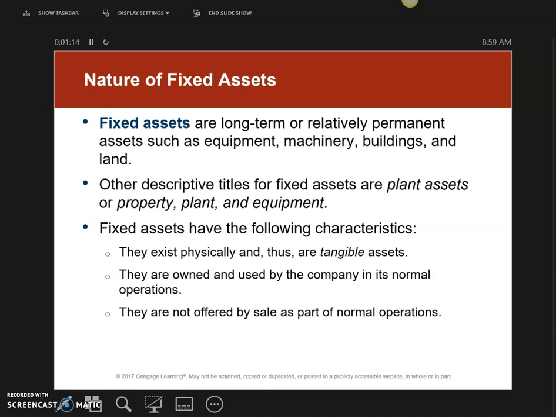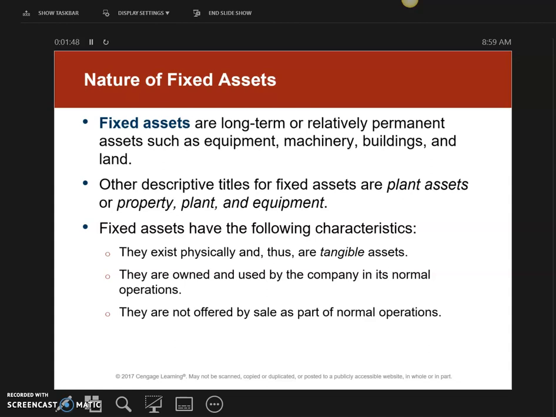They have different names for fixed assets. They're also called property, plant, and equipment, or plant assets, or long-term assets. So there are four names for the same thing. The characteristic for understanding what a fixed asset is, is that they physically exist. In other words, they're tangible assets. They're owned by the business and used in a normal productive manner.